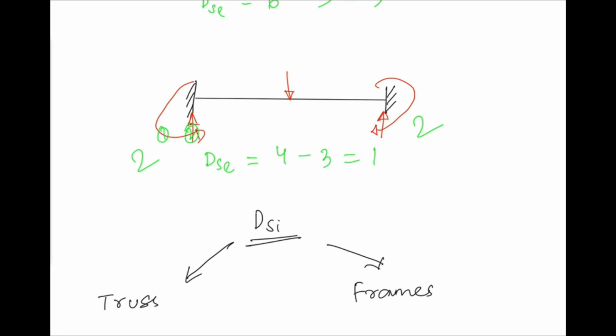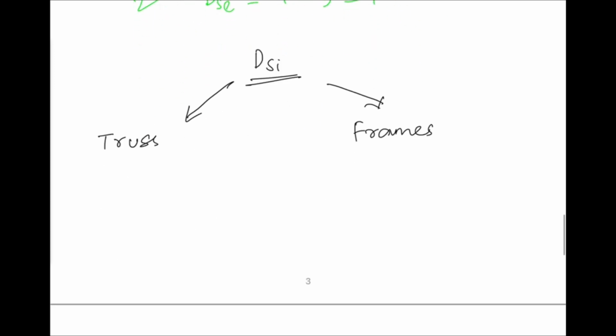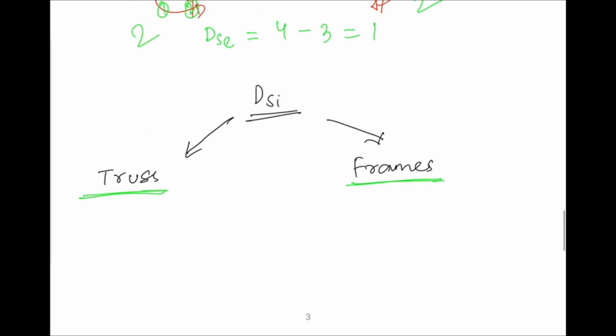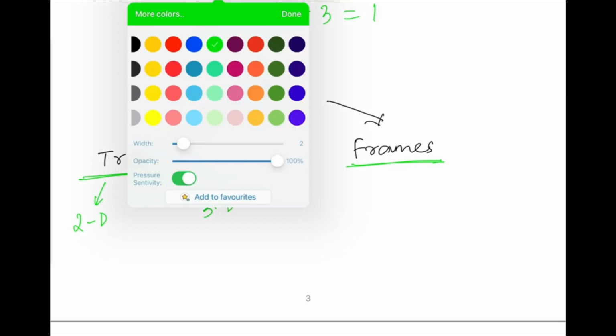So your external static indeterminacy for just a vertical loading on a fixed beam will be 1. Okay, so that's how you find your external static indeterminacy. Now when it comes to internal static indeterminacy, you have two conditions. One is for a truss and one is for frames. Even in trusses we have a 2D truss and a 3D truss. So let's see according to that.